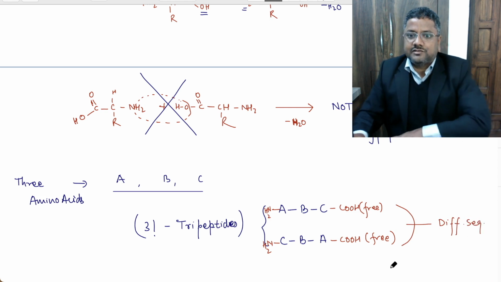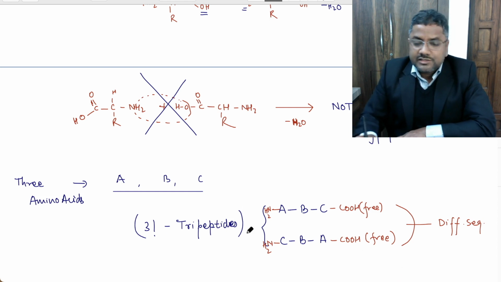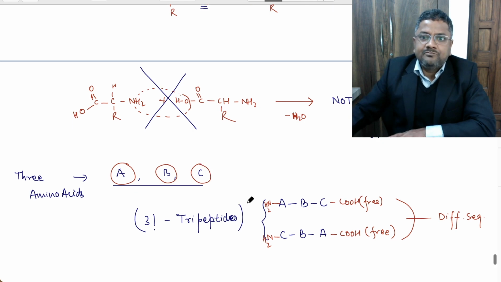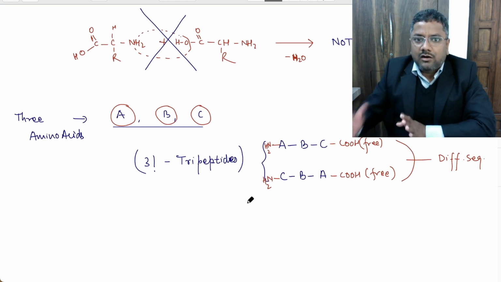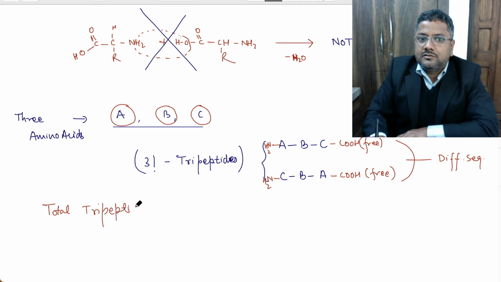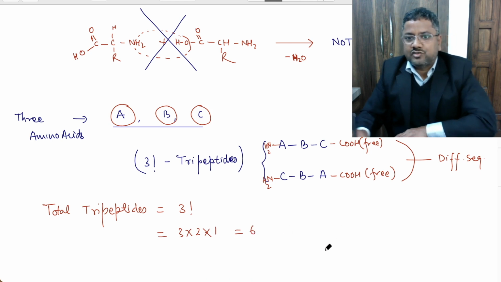Different sequence, right? So this is a very important point. If you have three different amino acids A, B, and C, and you want to prepare a tripeptide using all three, then the total number of tripeptides is equal to factorial 3. So this is equal to 3 into 2 into 1. So a total of 6 tripeptides are possible, right?